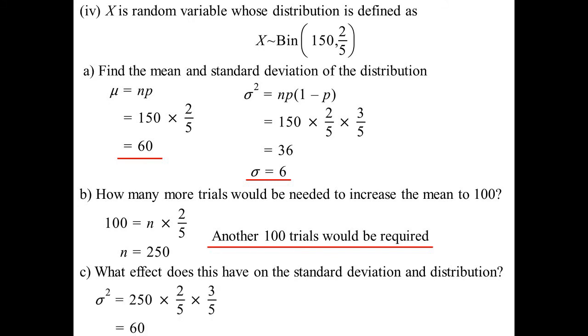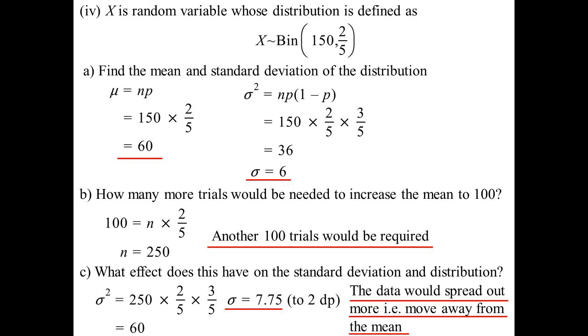Well, the variance now becomes 60. So the deviation is 7.75. It was 6. And deviation measures the spread from the average. So we're now saying it's got a bigger spread. So it would be more spread out. So the data would move further away from the average because of the bigger deviation.